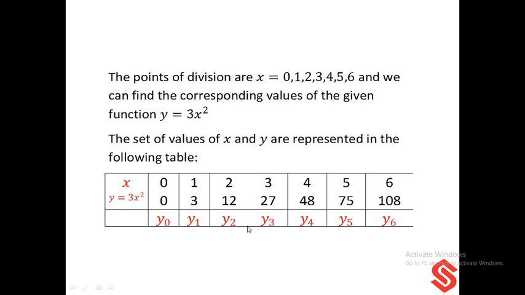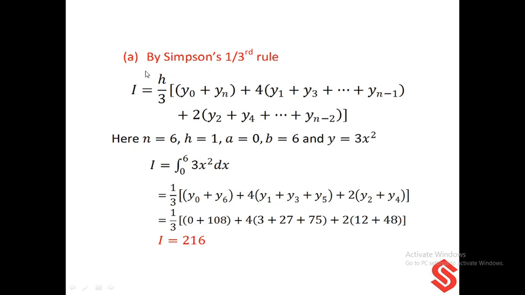So we form the table where the first row has the values of x: 0, 1, 2, 3, 4, 5, 6. Second row, y is equal to 3x square. By substituting the values of x, we will get y0 is 0, y1 is 3, y2 is 12, y3 is 27, y4 is 48, y5 is 75, y6 is 108. So first, A, by Simpson's 1/3 rule.